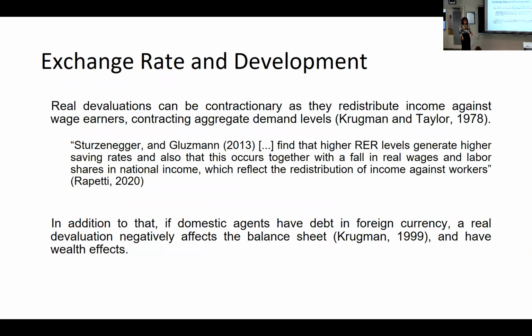However, this is not obvious, and if we take into account the distributional effects of exchange rates, then we come to authors that say, well, maybe devaluations can also be worse for the distribution of income. And as post-Keynesians, we know that if we worsen the distribution of income, we can then affect growth, and this could be in the opposite direction than expected. So, for example, this work finds that higher real exchange rate levels actually generate higher saving rates, and this also occurs together with a fall in real wages and labor shares in national income, which reflects the distribution of income against workers. So if you take that into account, maybe you can have an adverse effect of exchange rate devaluation on growth and on income distribution, which is something that we care about.